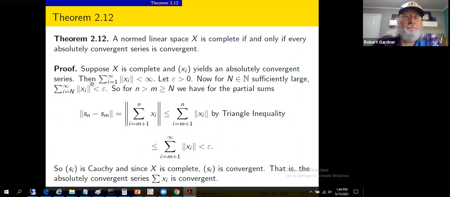Okay, the sum from i equals 1 to infinity of the norm of the x sub i's must be finite. That's what absolutely convergent series means. So let epsilon be greater than 0. For index n sufficiently large, the tail of that convergent series must be small. The sum from i equals capital N to infinity of the norm of x sub i must be less than epsilon. That's just from the very definition of this sequence being convergent.